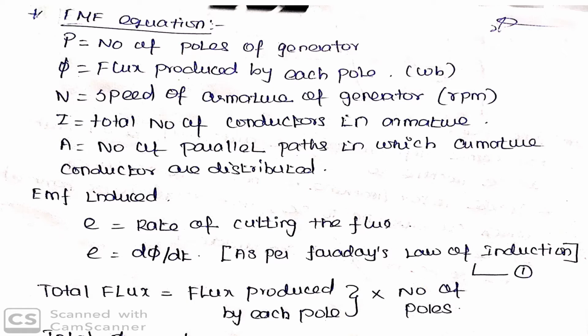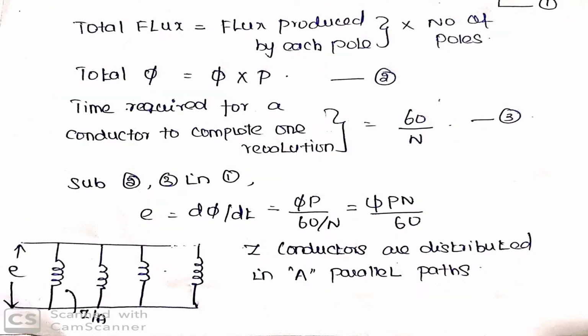So I'm substituting φ into P. Let us consider this the second equation. Then the time required for a conductor to complete one revolution equals 60 by N. Here N is the speed of the conductor. Let us consider this the third equation. Now substitute the second and third equations in equation 1.